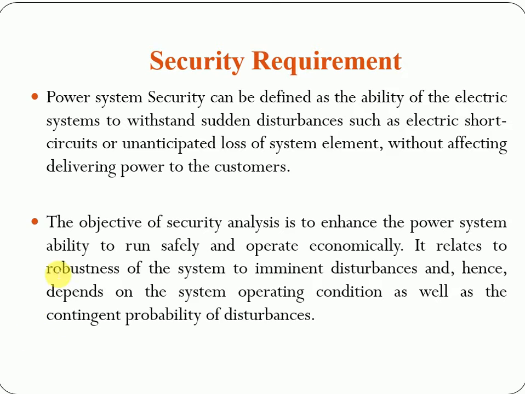Power system security can be defined as the ability of the electric power system to withstand sudden disturbances such as an electrical short circuit or unanticipated loss of a system element without affecting delivering power to the customers. The objective of security analysis is to enhance the power system's ability to run safely and operate economically. It relates to the robustness of the system to withstand disturbances and hence depends on the system operating condition as well as the contingent probability of disturbance.